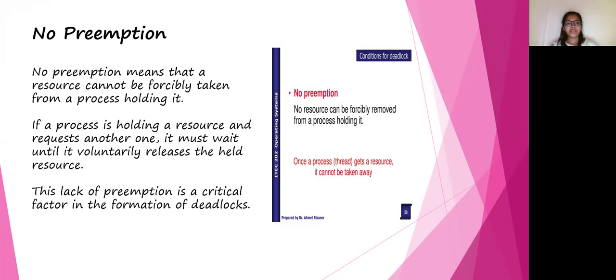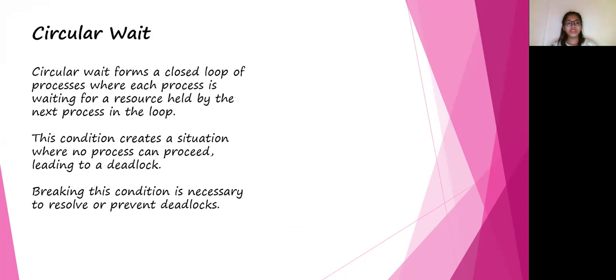No preemption means that resources cannot be forcibly taken from a process holding them. If a process is holding a resource and requests another one, it must wait until it voluntarily releases the held resources. This lack of preemption is a critical factor in the formation of deadlock.